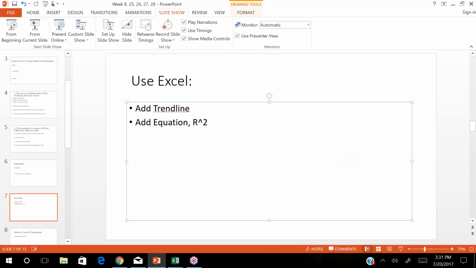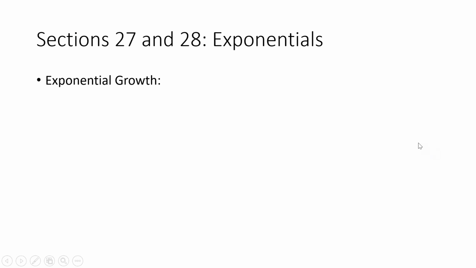Okay, let's go back to the PowerPoint and let's talk about exponentials. These will go pretty quickly as well, simply because once you do 27, 28 is the same thing, pretty much. So exponential growth. With linear growth, before we did straight lines. Everything was linear. Now if here's my coordinate plane, if I'm talking about exponential growth, my graph looks more like this. It's a curve. So exponentials are curved, linears are straight.